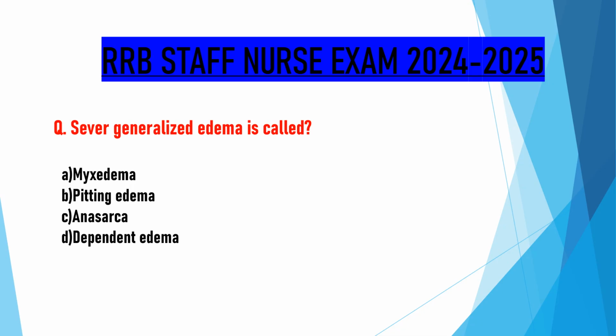Severe generalized edema is called. Options are mixed edema, pitting edema, anasarca, dependent edema. Answer is option C, anasarca. So when edema is massive and generalized, it is called anasarca. It is caused by a variety of clinical conditions like heart failure, renal failure, liver failure, or problems with lymphatic system.